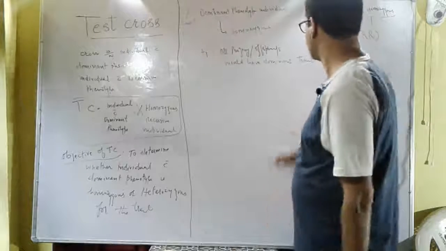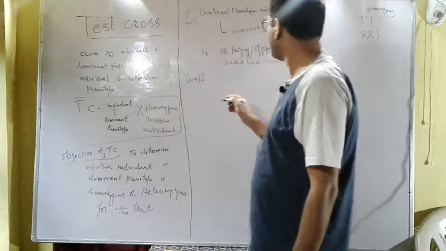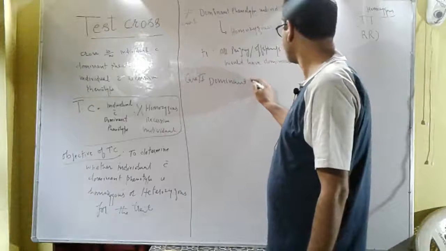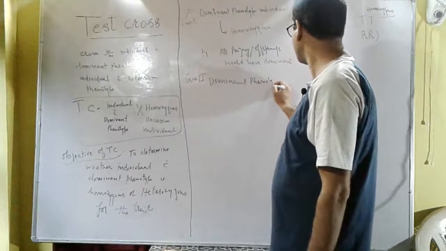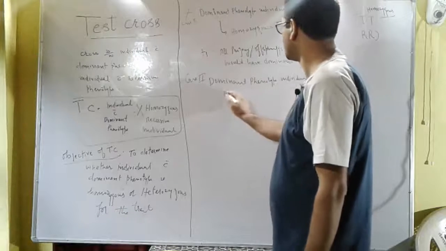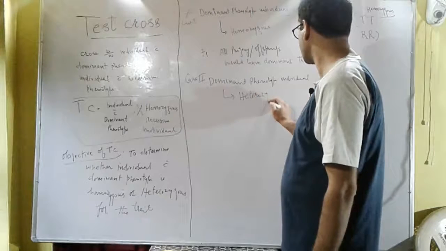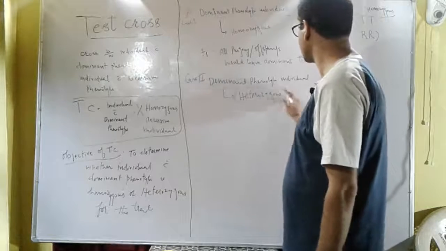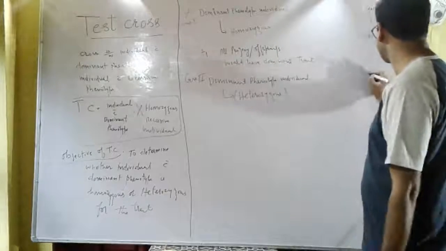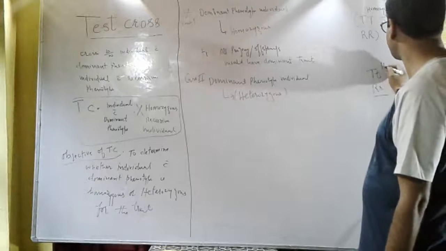Then case second: if this dominant phenotype individual is heterozygous for the trait. If it is heterozygous, that means there are two dissimilar alleles for the trait. Heterozygous would be like this, capital T, small t, or capital R, small r. This is the heterozygous condition.